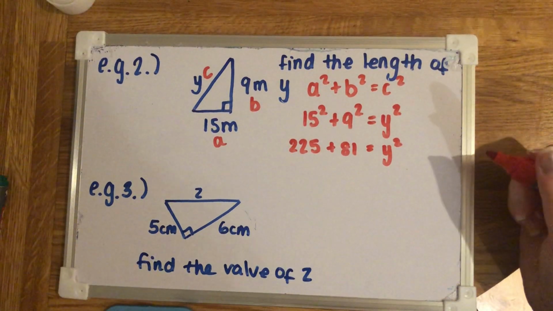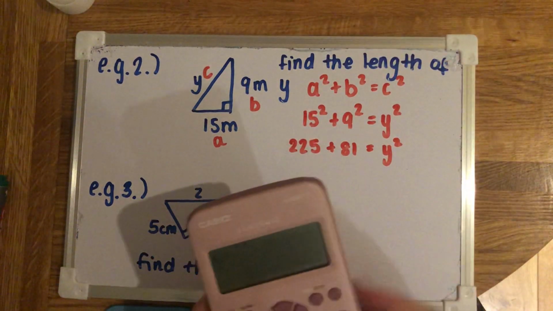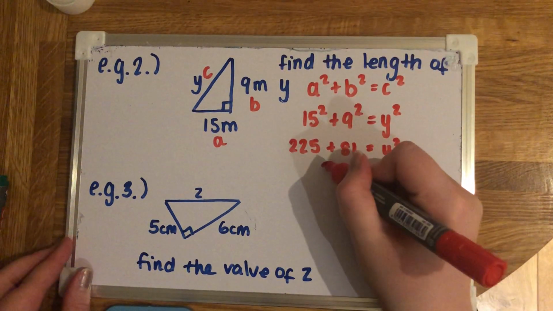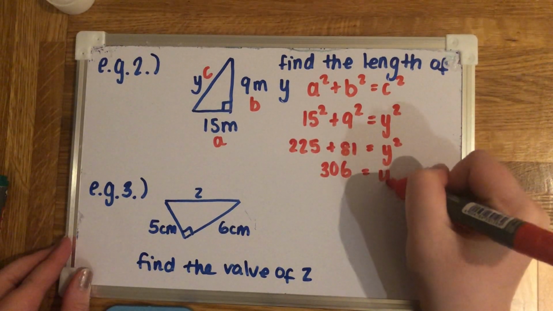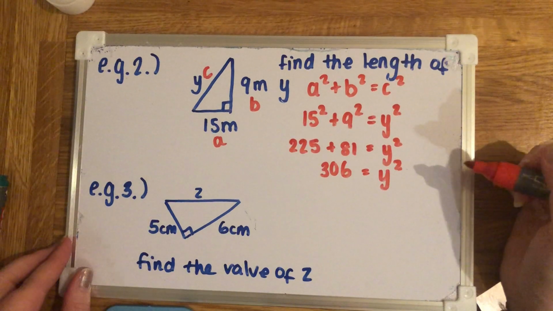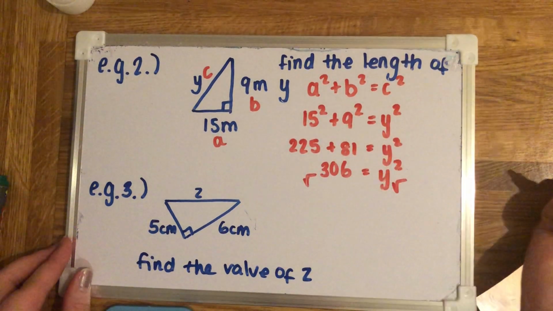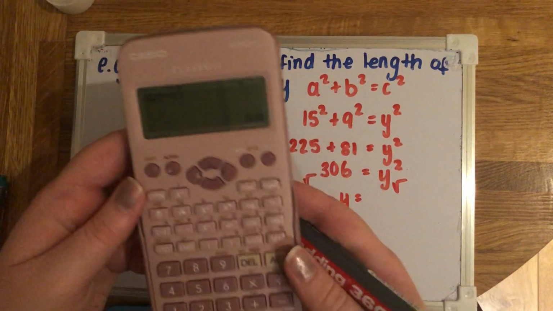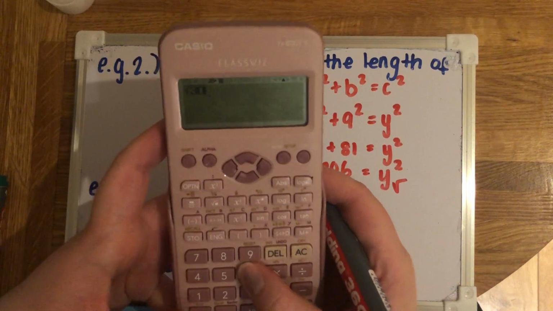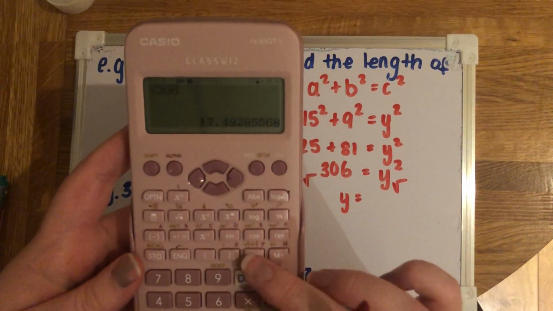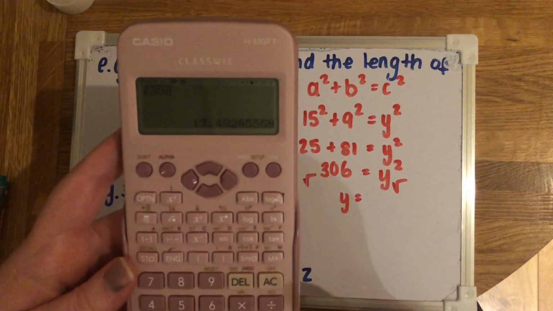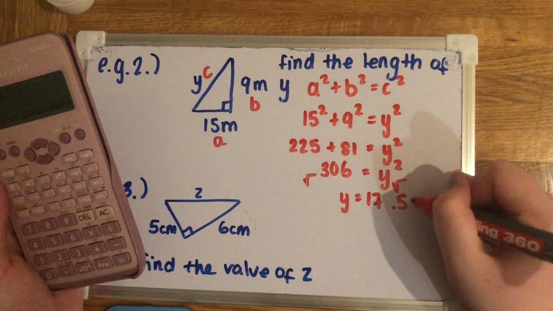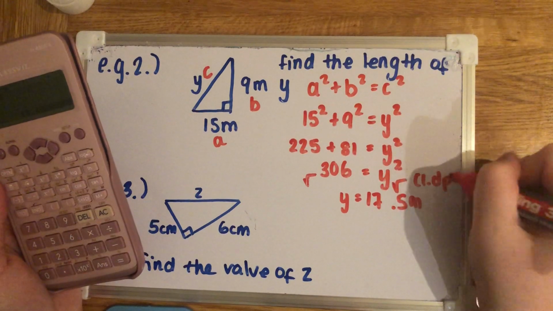Now for these ones, because the numbers are getting a little bit bigger, you are allowed to use a calculator. So 225 plus 81, 306 is equal to y squared. Now again, we don't want y squared, we just want y. So we need to square root it. Now this one won't be a whole number, okay, so if we square root 306, remember if it comes up with a surd, so the little square root, just click S-D and it'll give you a number, so it'd be 17.5 metres, and that's to 1 decimal place.